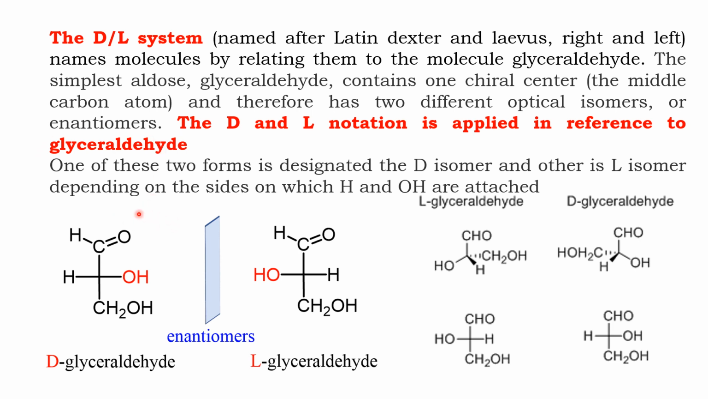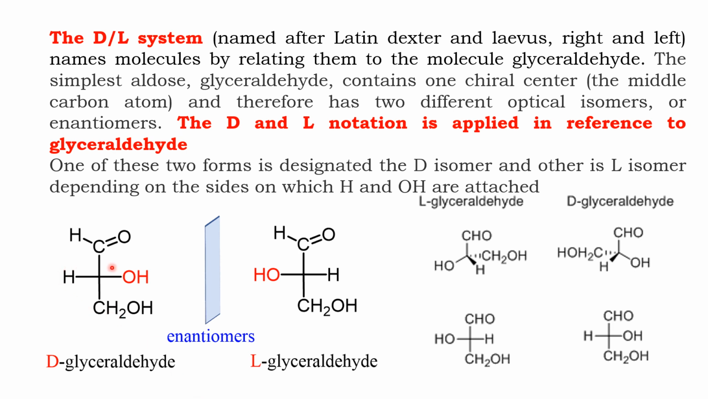This is the structure of glyceraldehyde. See here, CHO, C, CH2OH. It is a tri-carbon compound; there are three carbon atoms. One carbon atom is CHO, another is the asymmetric carbon atom, and we have a CH2OH. When we take glyceraldehyde, we could have two arrangements. For the asymmetric carbon atom, if the OH is on the right hand side, it is designated as D-glyceraldehyde. If the OH group is on the left hand side, it is designated as L-glyceraldehyde. So we have two types of glyceraldehyde depending upon the position of the OH group on the asymmetric carbon atom.